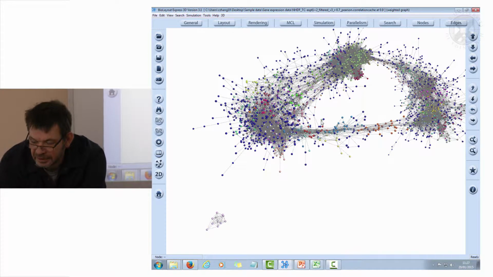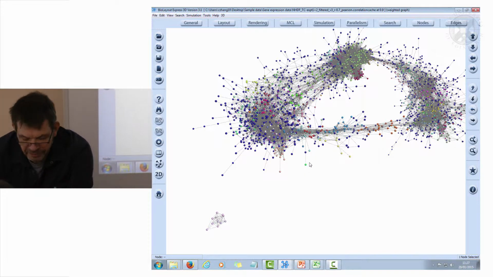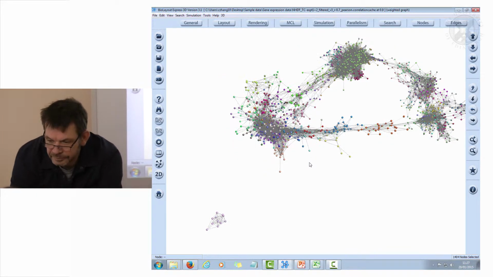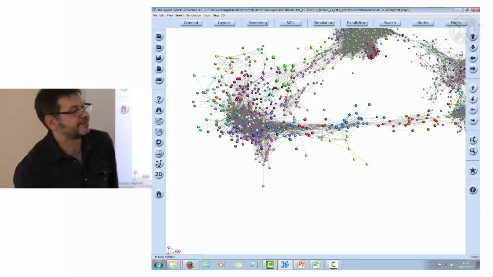Okay, so those were the genes. Going back again, I can unhide them, and I can see I've still unhidden the no class nodes, which I'm going to re-hide. The genes we were looking at there were in here. Okay.